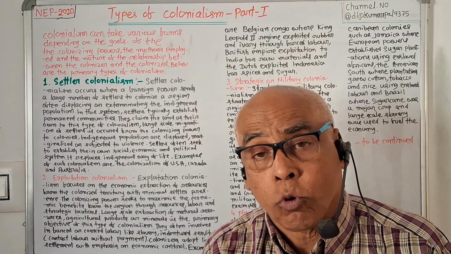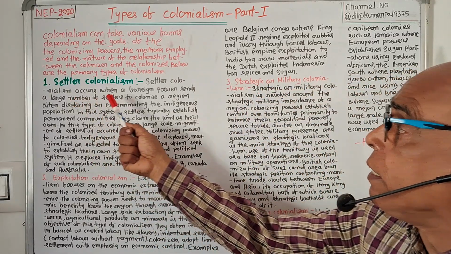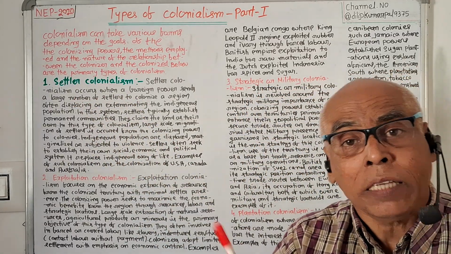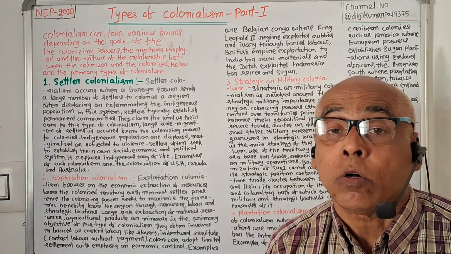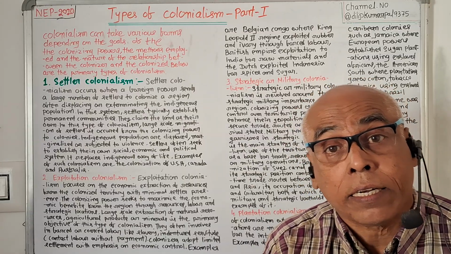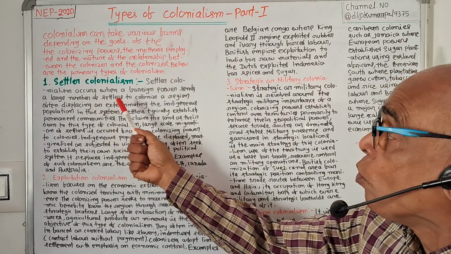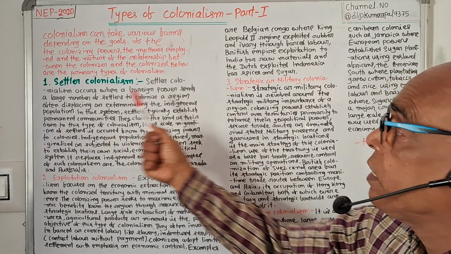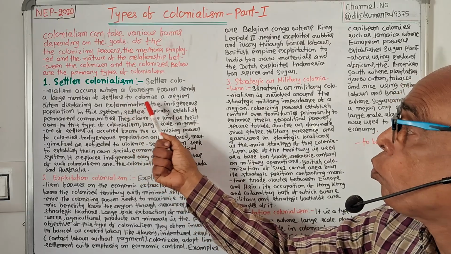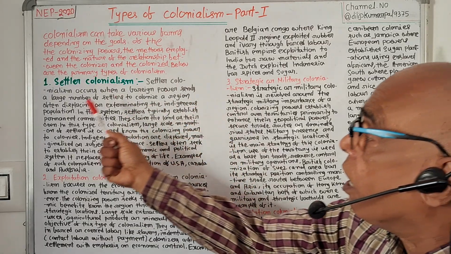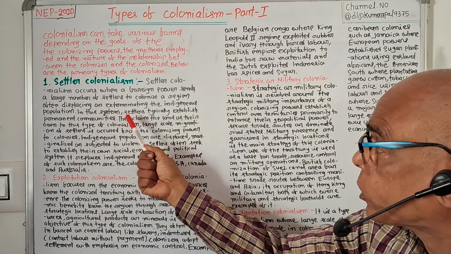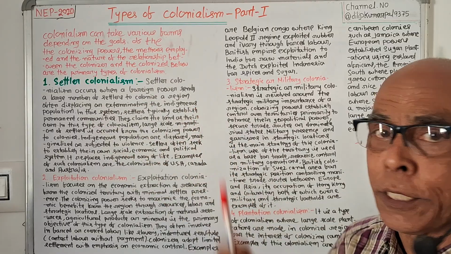So the first type of colonialism is settler colonialism. What is settler colonialism? Settler colonialism occurs when a foreign power sends a large number of settlers to colonize a region, often displacing or exterminating the indigenous population.